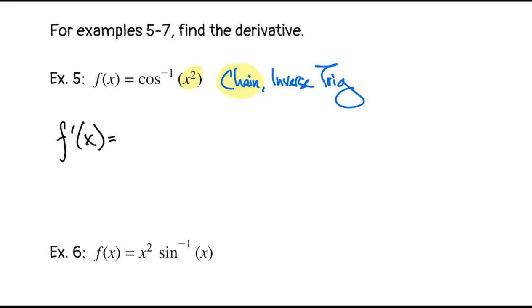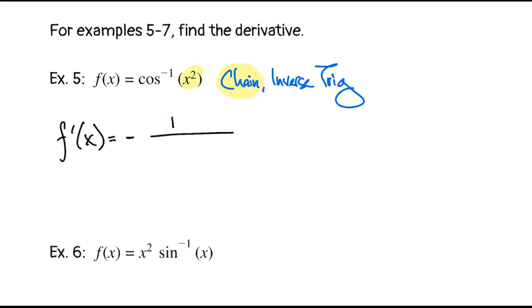It's not the whole function either, just the outside part. There we go. So the outside part, not the derivative. I just want to know what is the outside function, okay? So the outside function is that inverse cosine, right? And now that we're taking the derivative, we want to say negative 1 over.